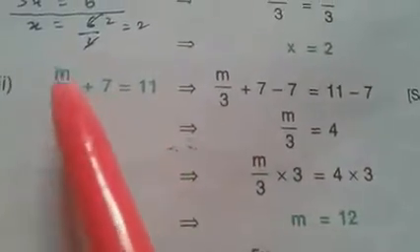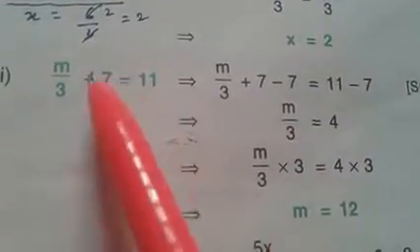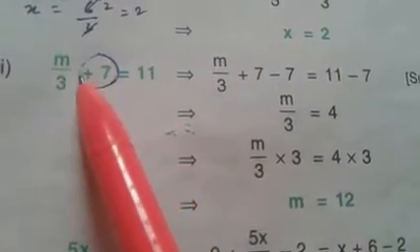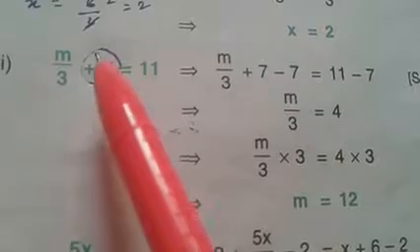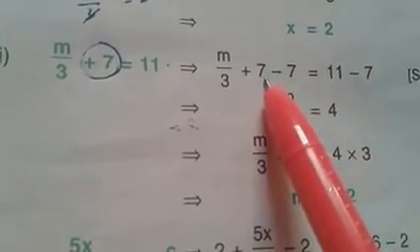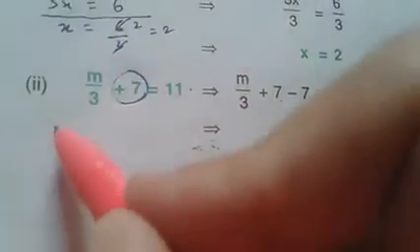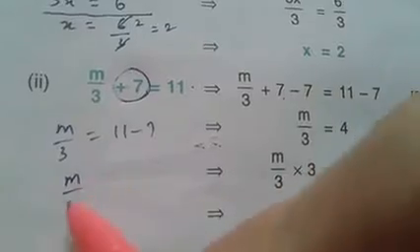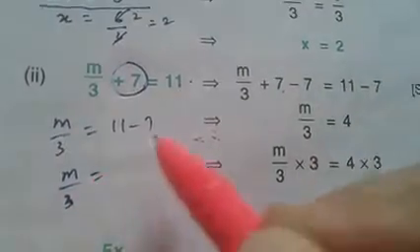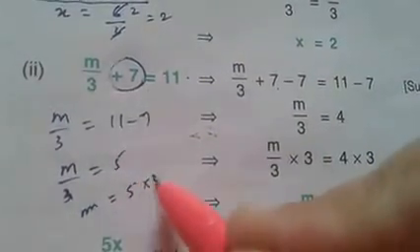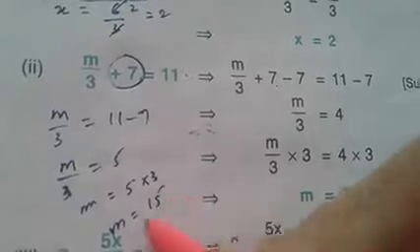Okay. Here also m by 3 plus 7 equals 11. First transpose this plus 7. Step by step we have to transpose. So two times transposition is done here. Plus 7 when it goes to RHS becomes minus 7. So m upon 3 is equal to 11 minus 7. So m upon 3 is equal to 4. So m is equal to 4 multiplied by 3. So m is equal to 12.